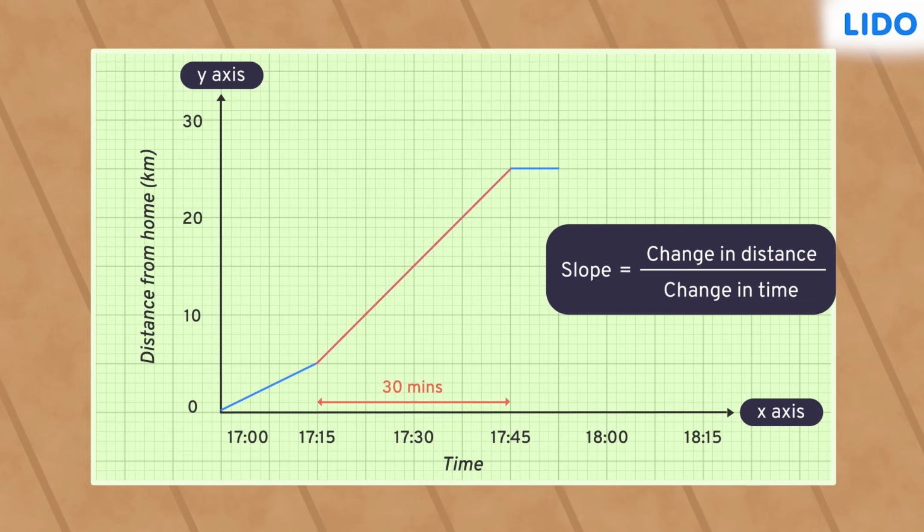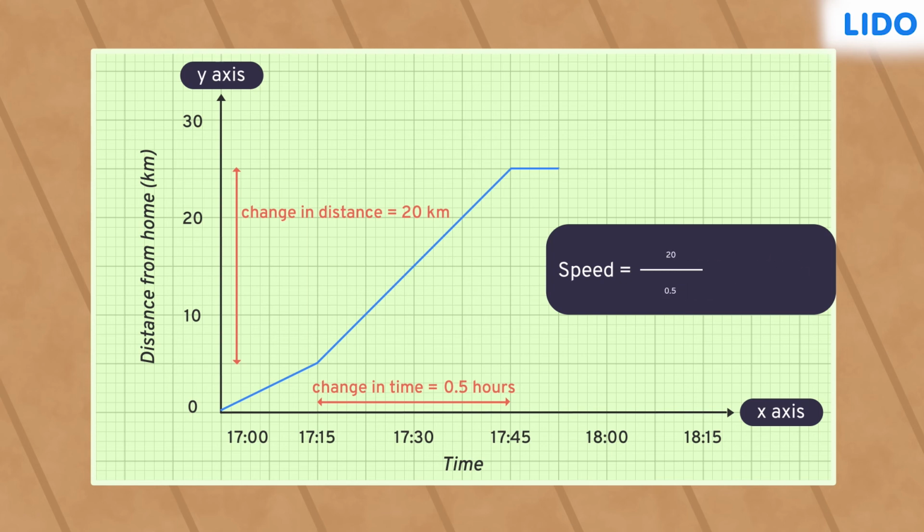Now 30 minutes is equivalent to 0.5 hours, and this is the change in time. During this period, Roshan increased his distance covered from 5 kilometers to 25 kilometers. This means he traveled 20 kilometers in total, and this is the change in distance. Hence, we can find the slope, that is the speed, as follows. Speed is equal to 20 over 0.5, which is equal to 40 kilometers per hour.